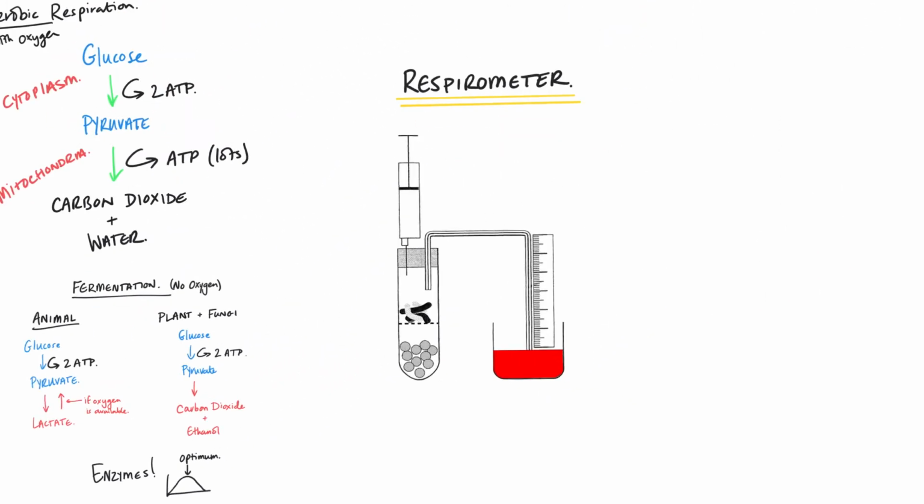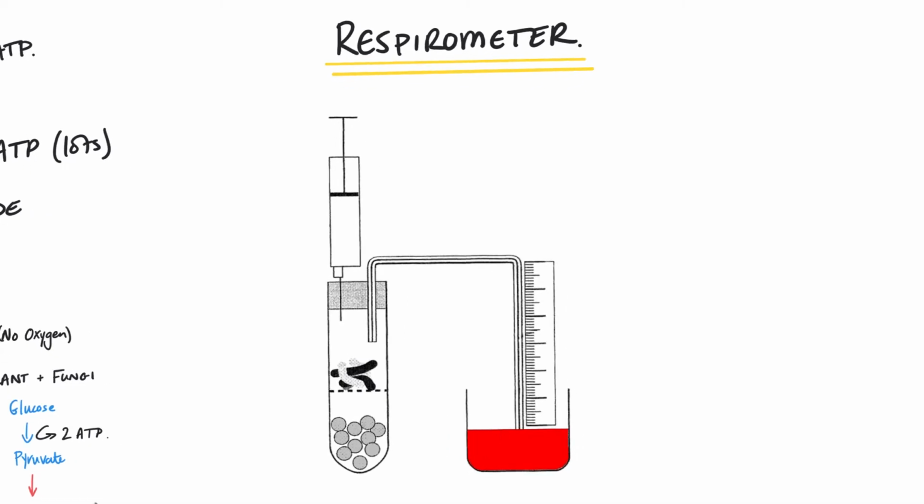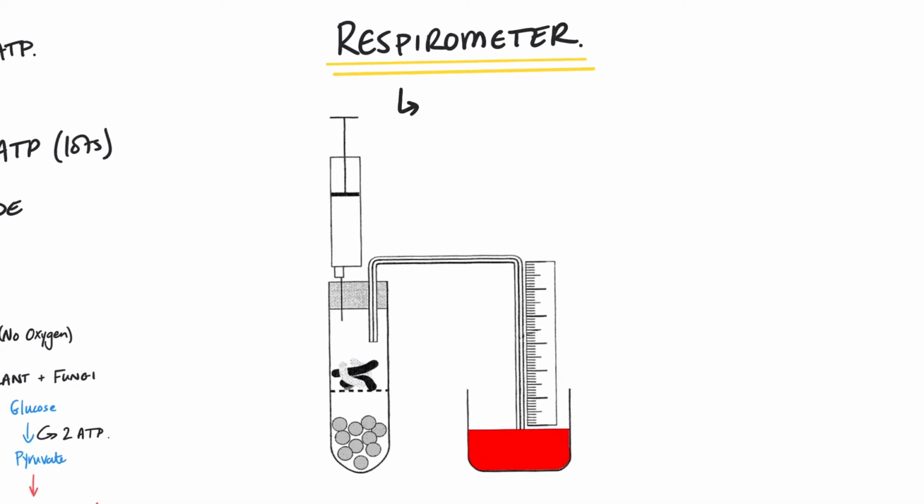So, this apparatus that you can see in front of you is called a respirometer, and you will probably encounter these, or a variation of this, in National 5 respiration questions. What this equipment is set up to do is to measure the rate of oxygen uptake by a living thing. So how much oxygen is getting taken up over time.